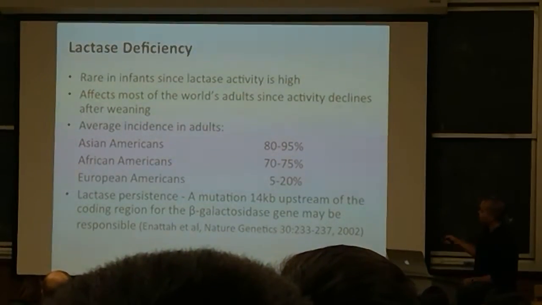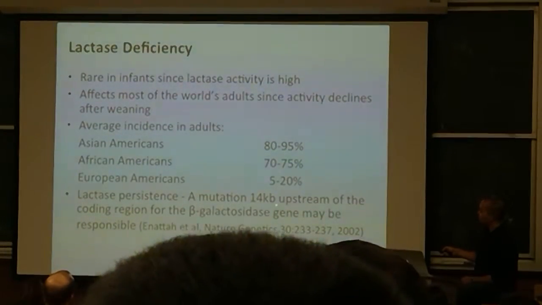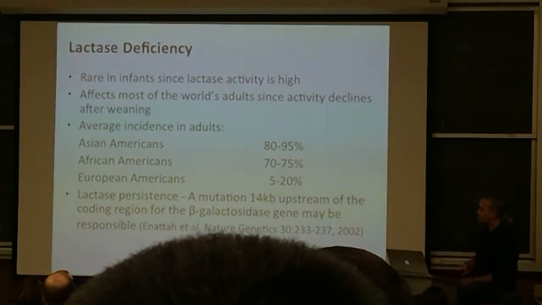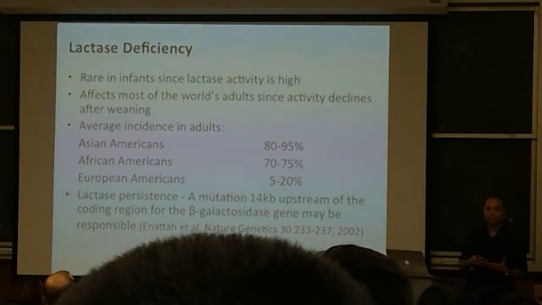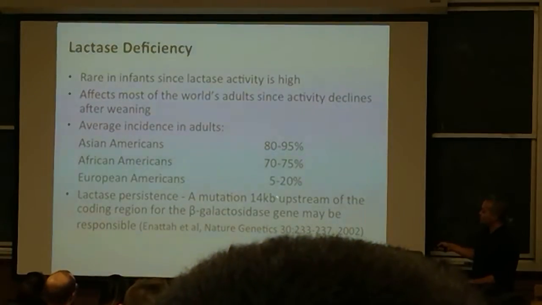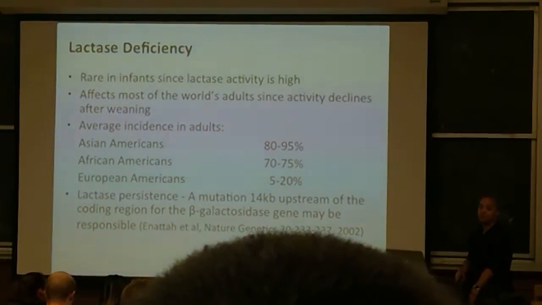So here's just a kind of breakdown of how common this is. And there's one paper that's pretty interesting for this persistence of lactase activity found in a lot of European Americans. There's actually a mutation in an upstream regulatory region of this lactase gene, also referred to as the beta-galactosidase gene, that may be responsible for the continued expression of this enzyme. So maybe this mutation in the promoter region is responsible for lactase persistence in some individuals, whereas in most individuals after weaning, after you're no longer getting milk from your mother, the lactase expression goes down.